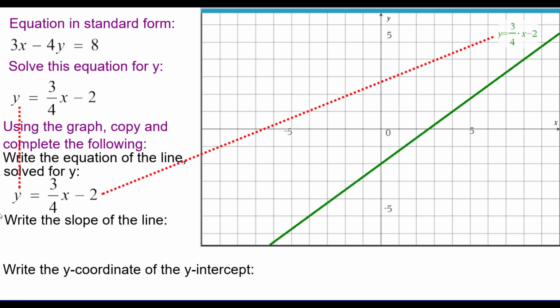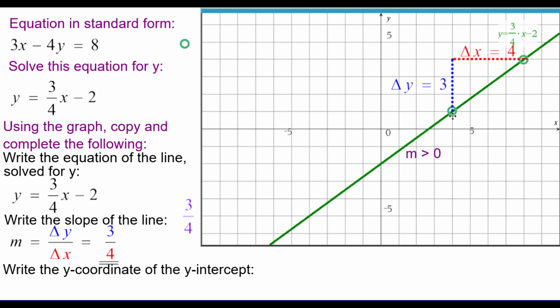So here's the equation solved for y. Y equals 3/4 x minus 2. The line is slanting uphill, so the slope is a positive number. Change in y of 3 for every change of x of 4. So positive 3/4 is the slope. The y-intercept: the graph crosses the y-axis at (0, -2), and the y-coordinate of that point is -2.